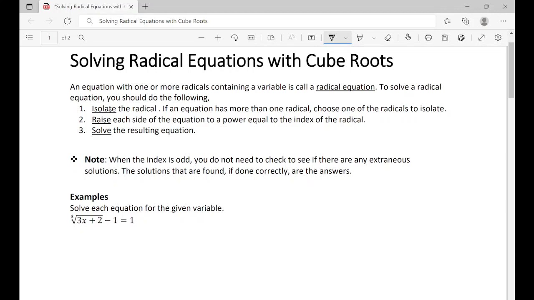Repeat steps 1 and 2 as necessary. It should be noted that if the index is odd, you do not need to check to see if there are any extraneous solutions. The solutions that are found, if you have done it correctly, are the answers. No need to check. Only if the index is even do you need to check.